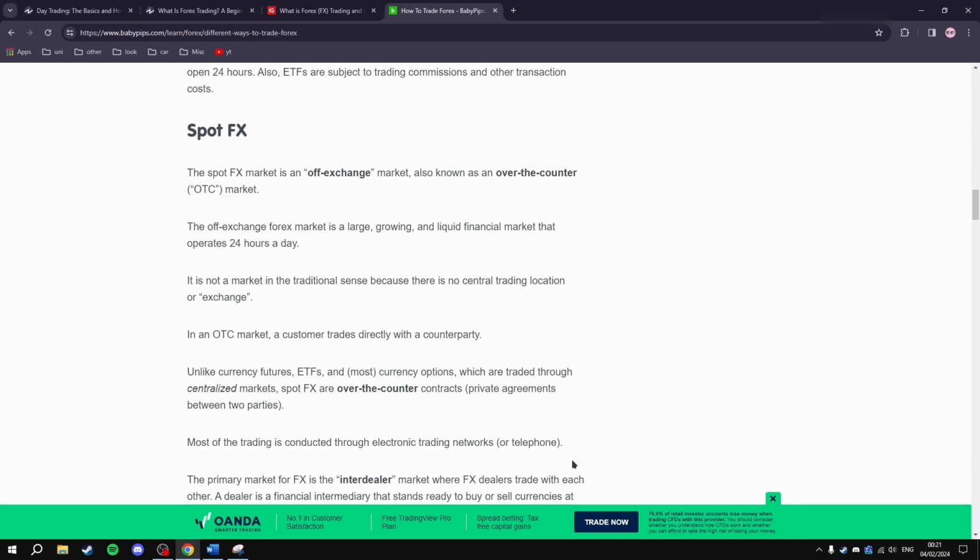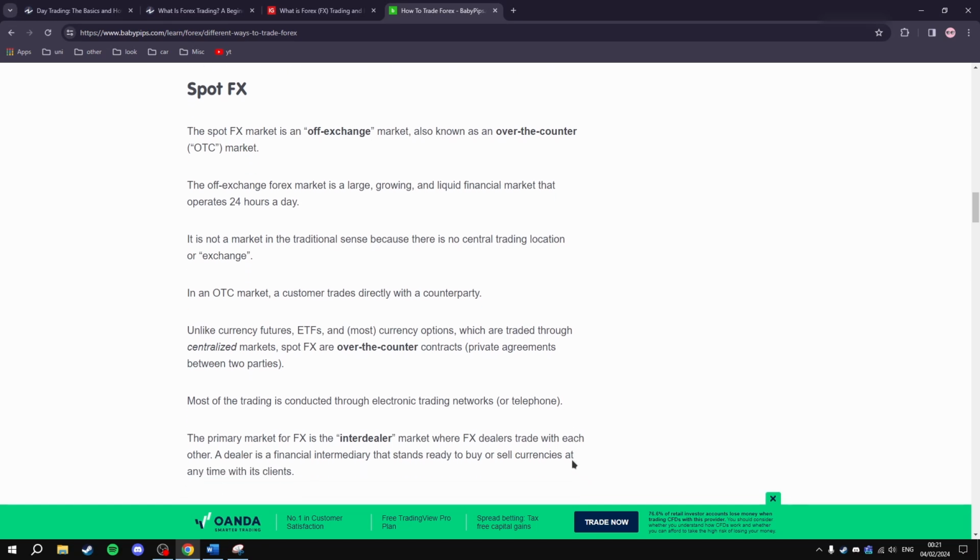Spot FX. The spot FX market is an off-exchange market, also known as over-the-counter marketing.